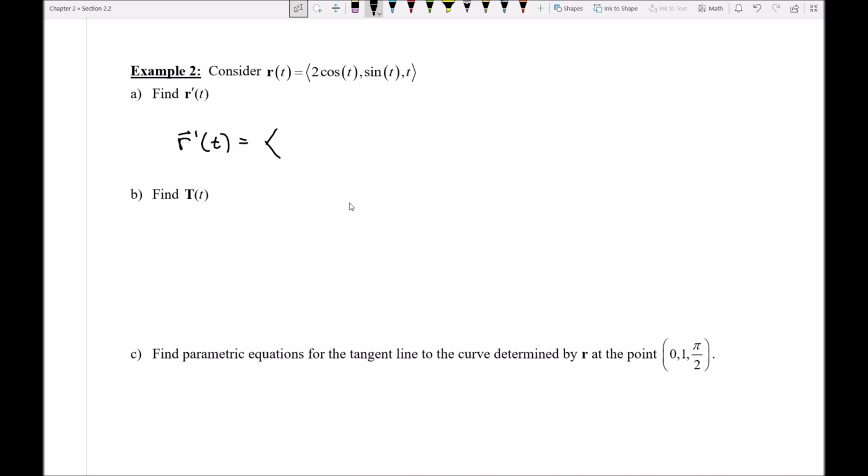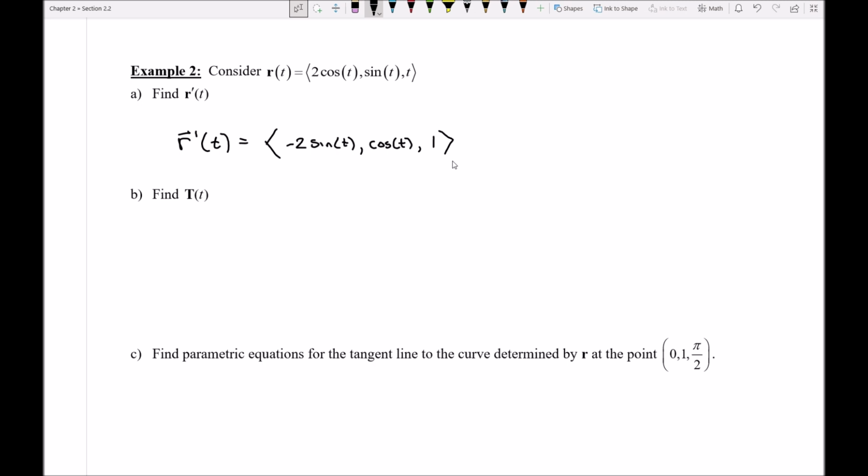I answer 3 simple Calc 1 questions. What's the derivative of 2 times the cosine of t? Well, remember that I would leave the 2 alone and just take the derivative of the cosine of t. That would get me sine of t, but negative. Remember that the derivative of any of the co-trig functions always produces something negative. Cosine, cotangent, cosecant all had negative results. Here, the derivative for the sine of t is just my cosine of t. And the derivative for t is just 1. Boom, that's it. That's part A. Easiest question ever, right? We love taking derivatives for vector functions.